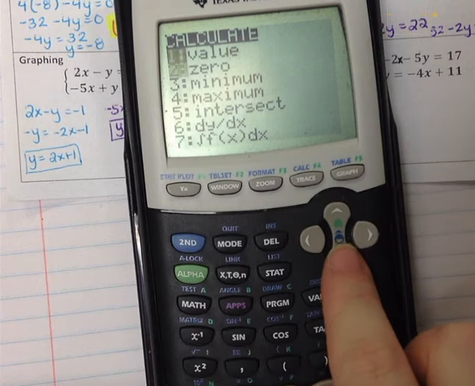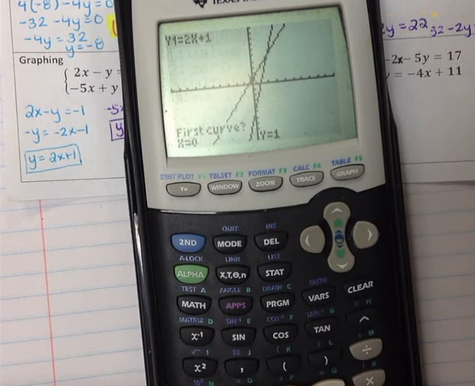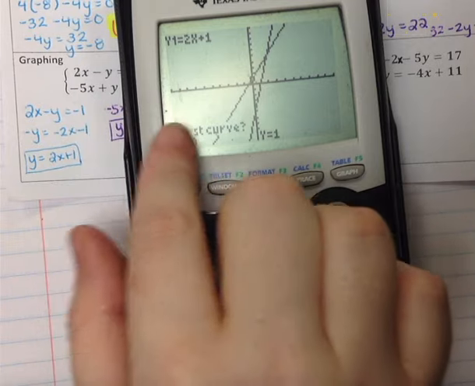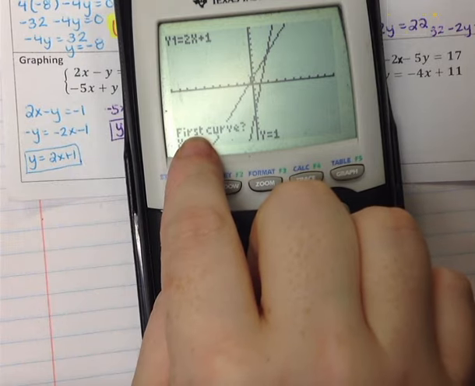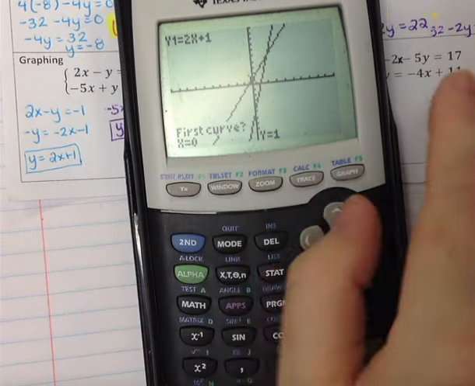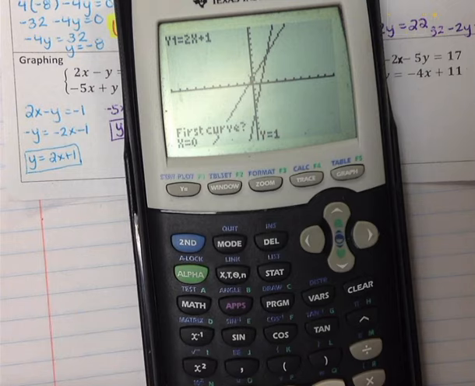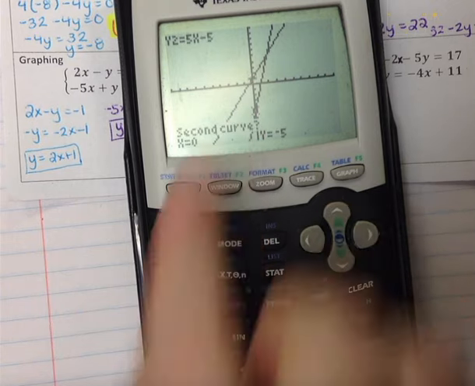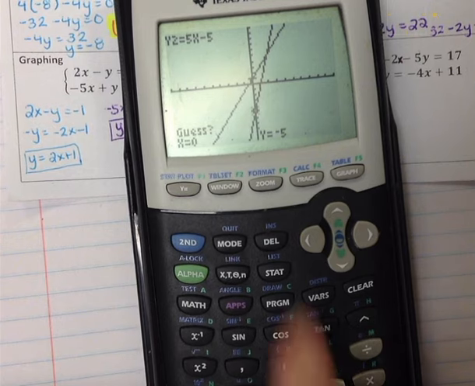So I'm going to go down to where it says intersect and press enter, so it goes to the graph. As I said, it'll say first curve. Then it will say second curve, then it will say guess. So I'm going to press enter 3 times. So 1, now it says second curve. 2, now it says guess.